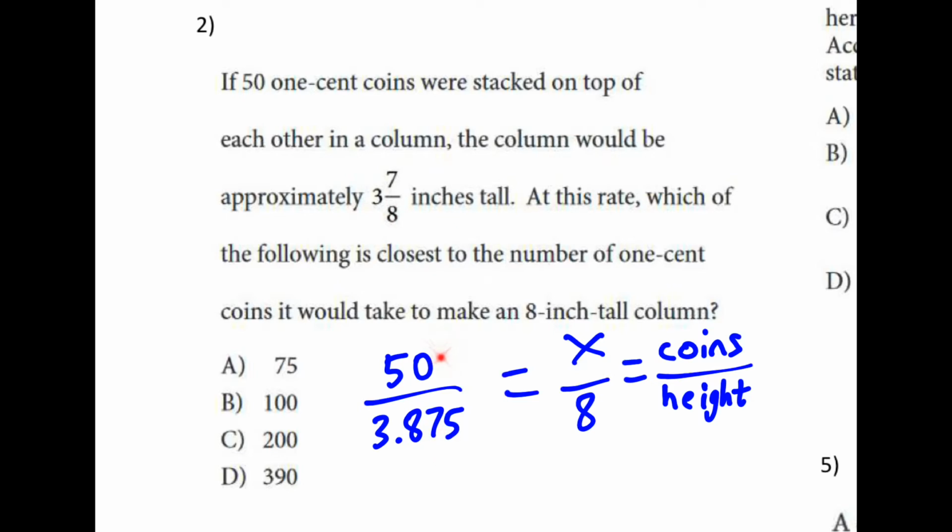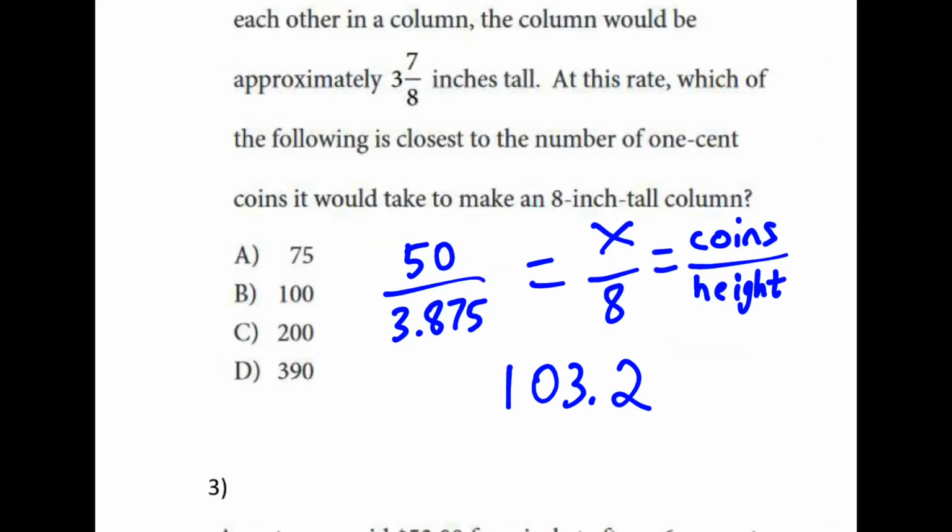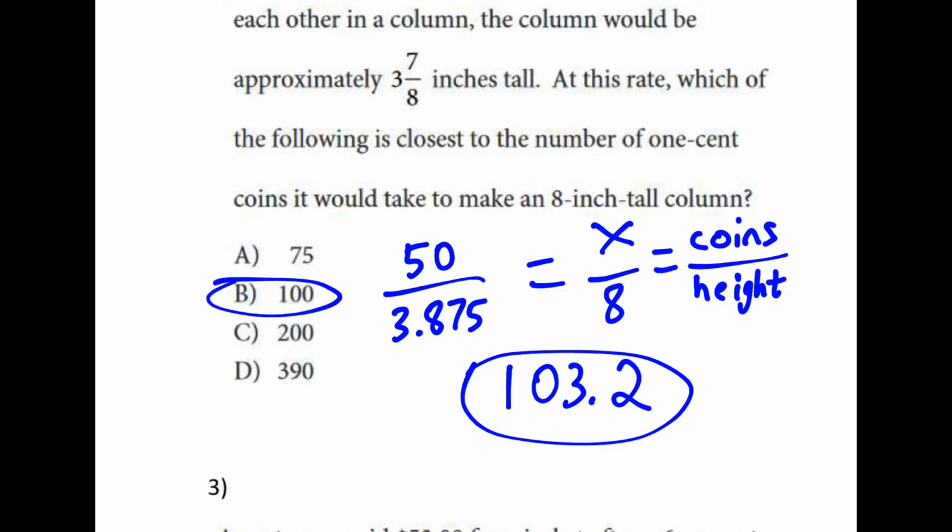There's 50 coins for this height. How many coins for that height? If I cross multiply 50 times 8 and divide that by 3.875, I get 103.2. The closest answer, B. Of course, you could have just said that this is about 4, and if I want to get to 8, that's about doubling it. 50 times 2, that's about 100. Either way works.